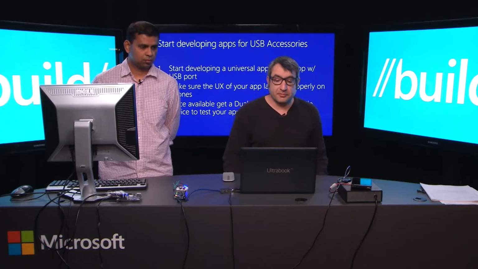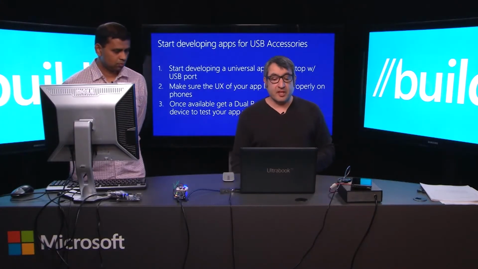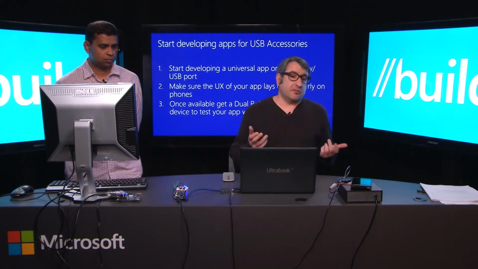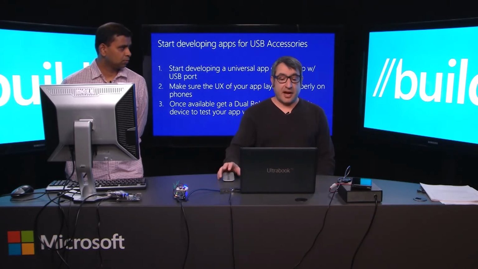It's pretty simple. You probably already have most of the stuff that you need. Start with just developing a universal app on a desktop or a laptop that has a USB port. Next, just make sure that the UX lays out properly on different form factors like a handset. And then finally, once they're available, get a dual role capable mobile device to test your app with accessories.